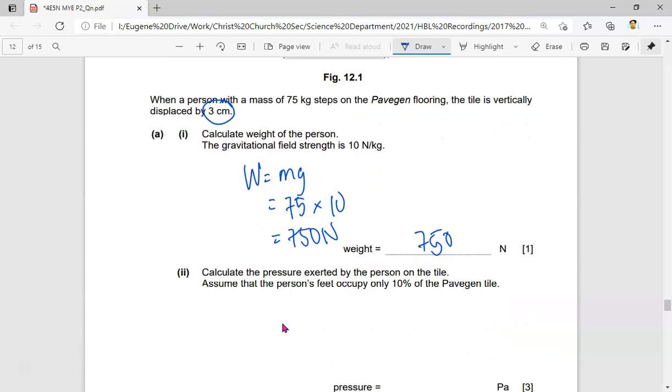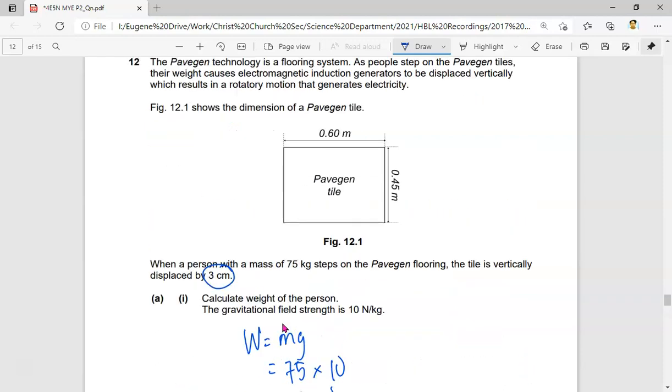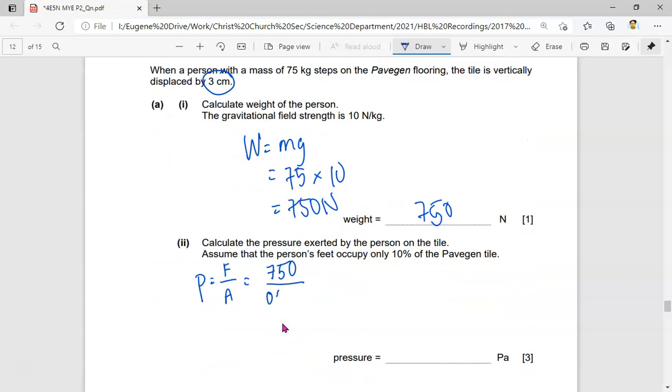Okay, now calculate the pressure exerted by the person on the tile, assuming that the person's feet occupy only 10%. So first thing, pressure is force over area. The force being exerted on the tile is the weight of the person, so it's 750. The area is the area of the tile, so 0.60 multiplied by 0.45.